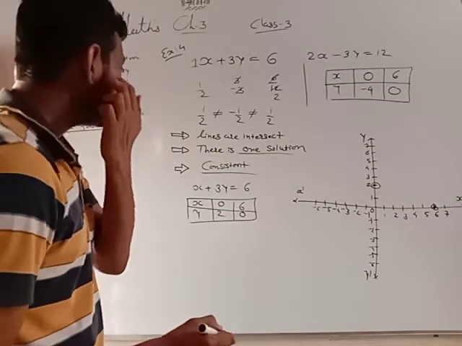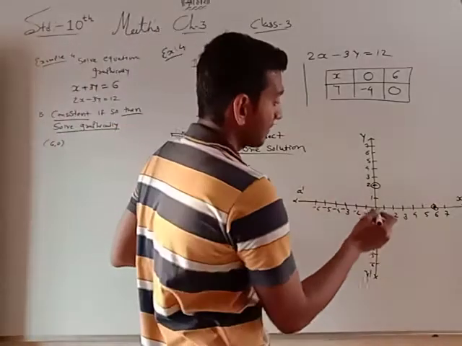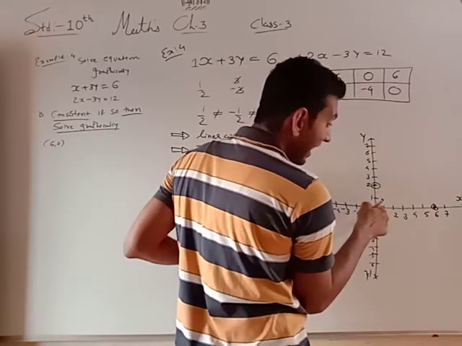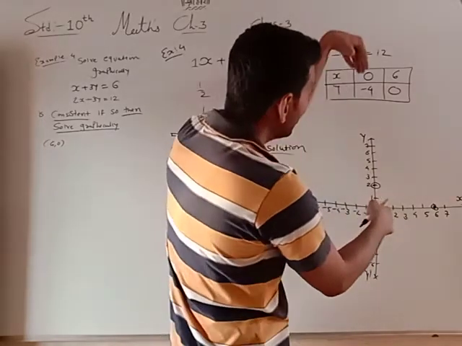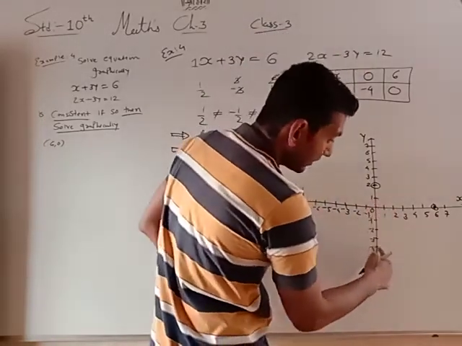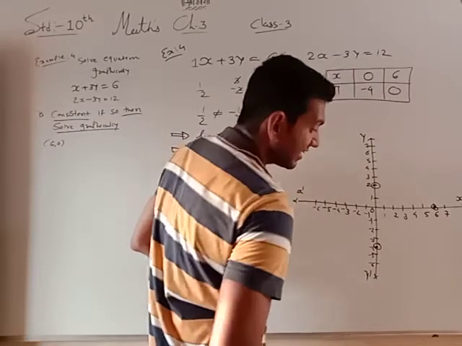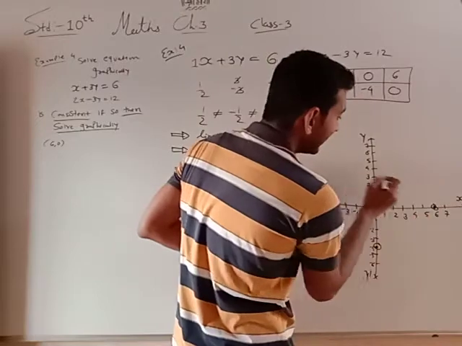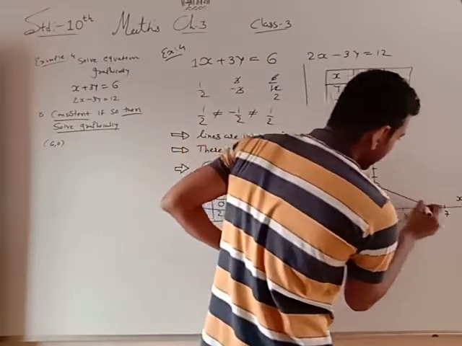Now 0 and minus 4. So my x value is 0. So x is 0 is here and minus 4, so go downside. My 0 and minus 4 is here, and the second, 6 and 0 itself, is here. Now let's draw the line.